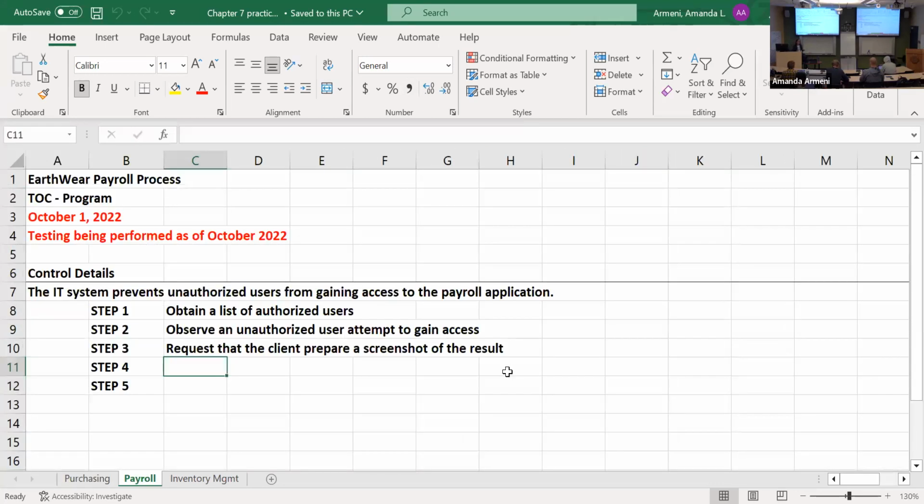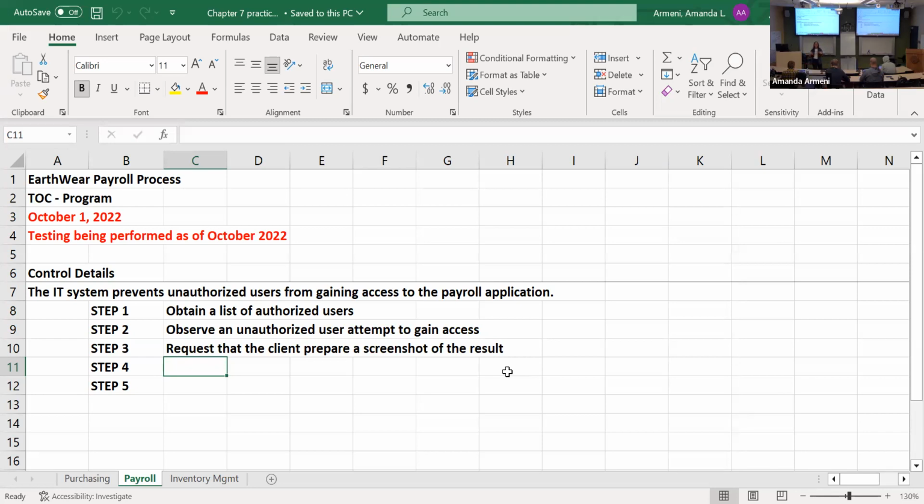The second control was a quick review that we did at the end of class on Wednesday: the IT system prevents unauthorized users from gaining access to the payroll application. So within the payroll process, and in all of these processes, there are not only going to be manual control activities, things that employees actually physically perform, but there's also going to be IT related control activities. The IT system is preventing access to unauthorized users in this one particular program.